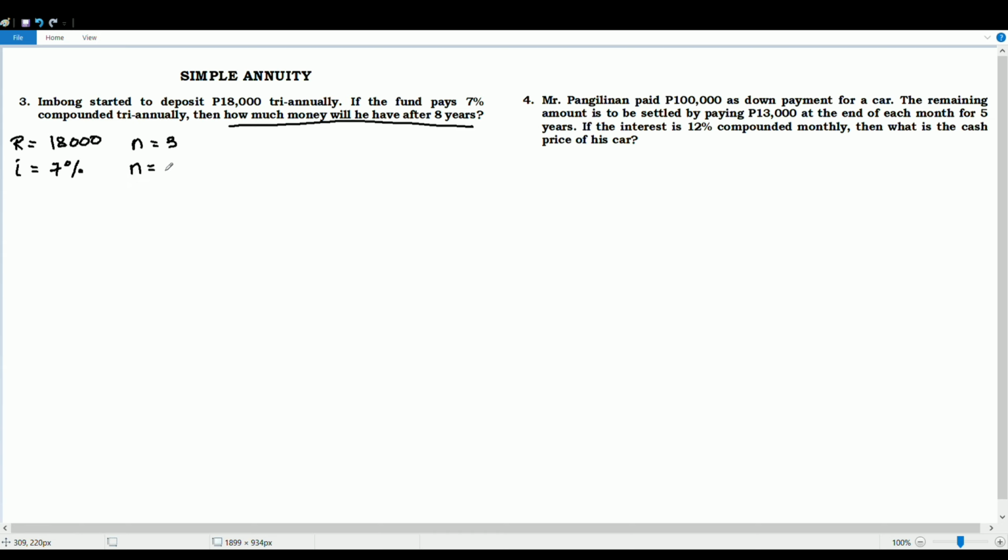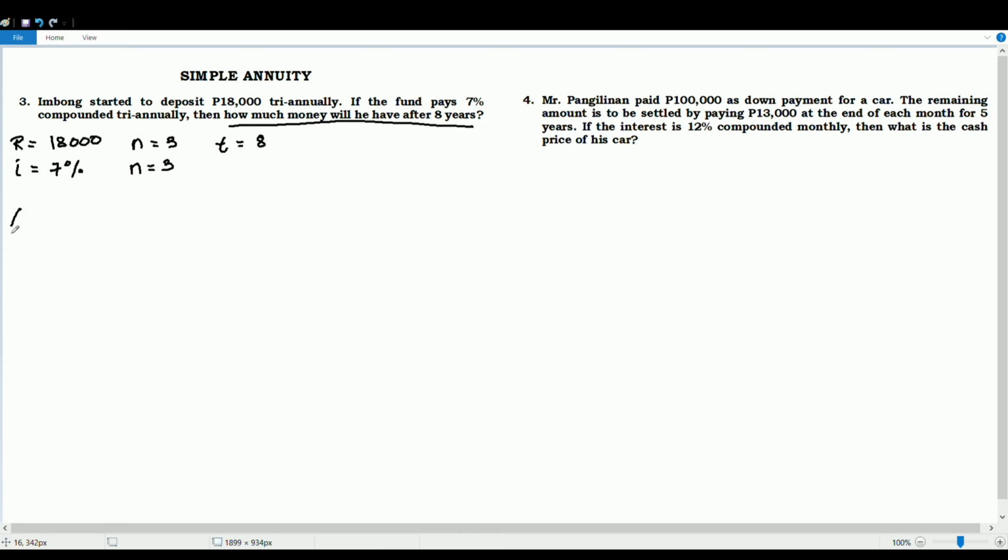That is triannually also. If you are going to observe, both payments have the same period. We have triannually. And then we have t is equal to 8 years, no more, no less. So let's continue by substituting the values in our formula.